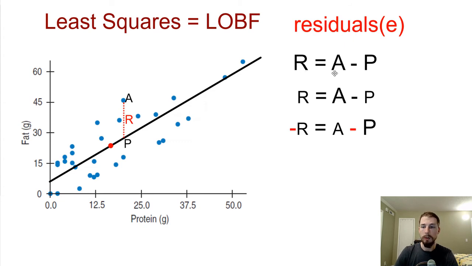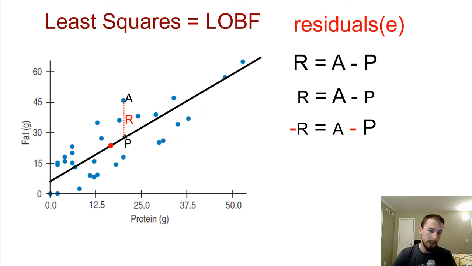Residual is equal to the actual minus the predicted value. So if the actual value is larger than the predicted, then we're going to have a positive residual. If the actual is less than what was predicted, then we'll have a negative residual. All right, so here the actual point was here. Our model would predict much less than that, so we would have a positive residual because it was more than we expected, right?